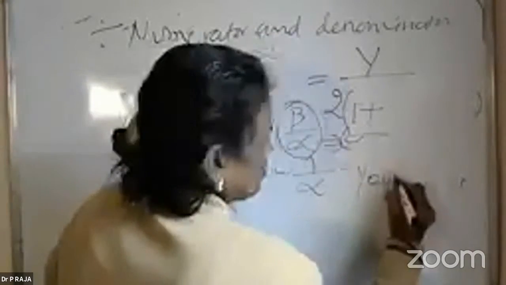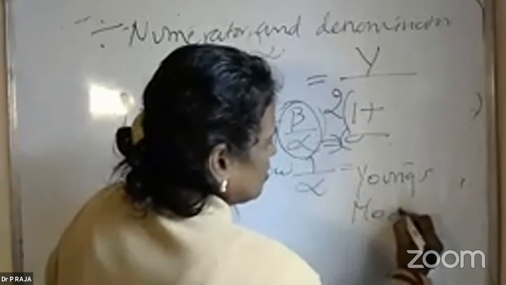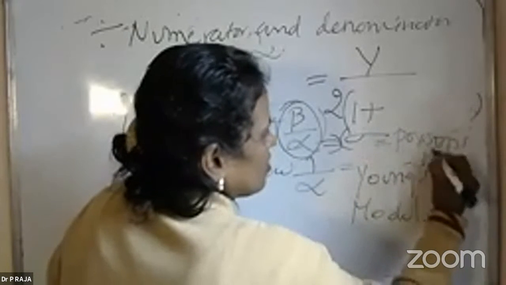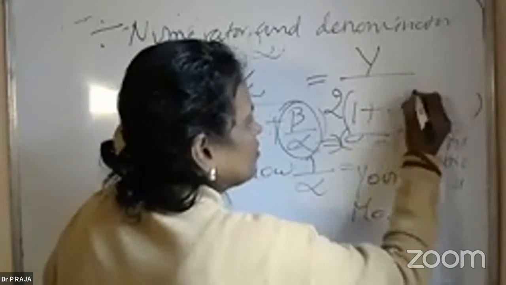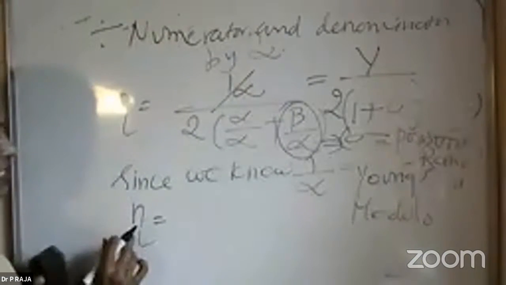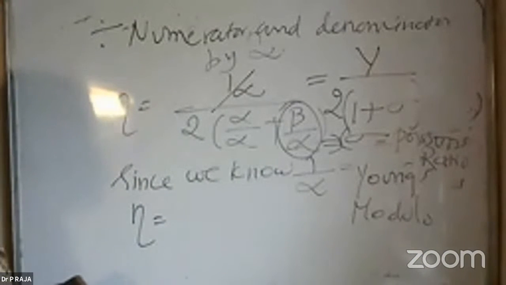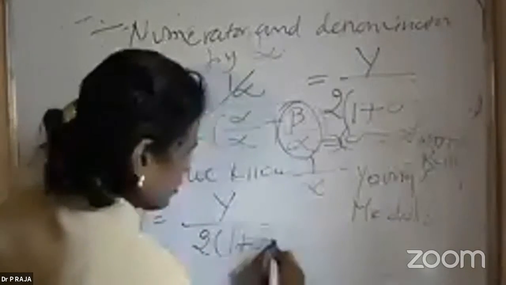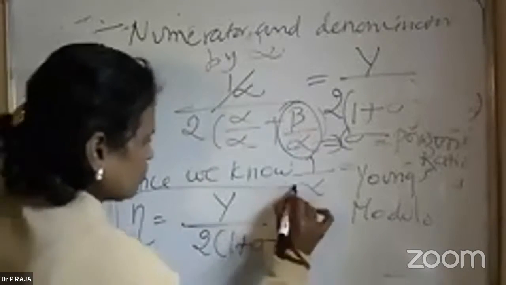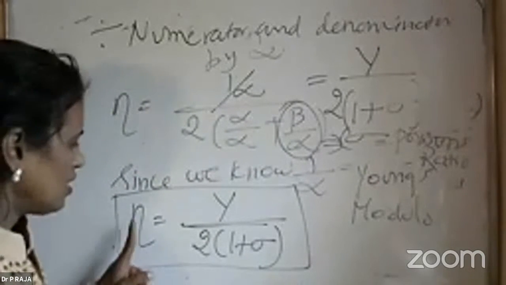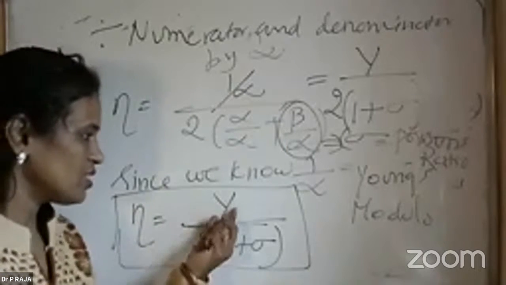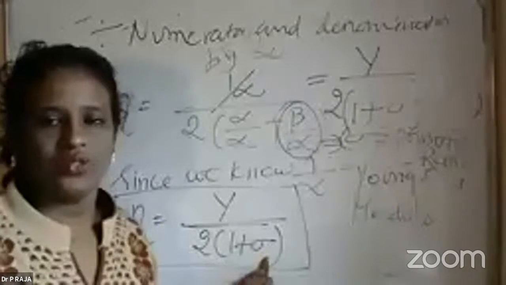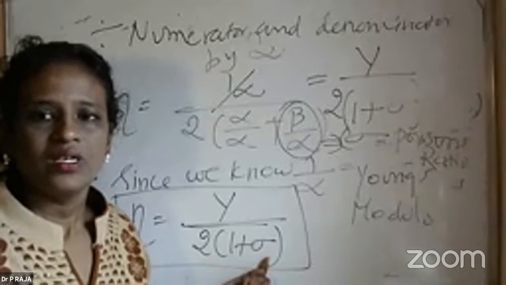So ultimately, we are getting eta is equal to Y divided by 2 into 1 plus sigma. Okay. So now we have come to the conclusion. Now we have connected the modulus of rigidity with that of the Young's modulus and with that of the Poisson's ratio. This is clear to you.